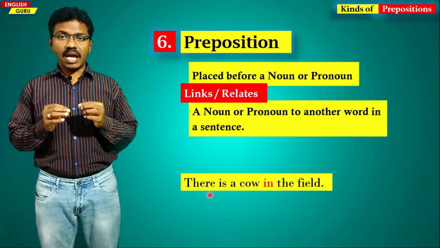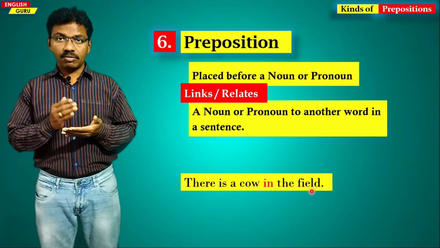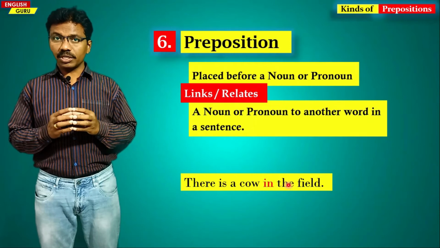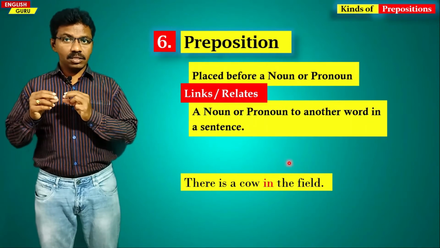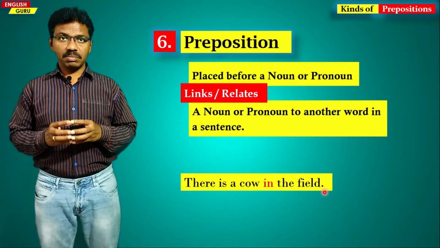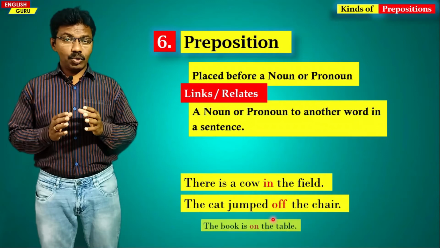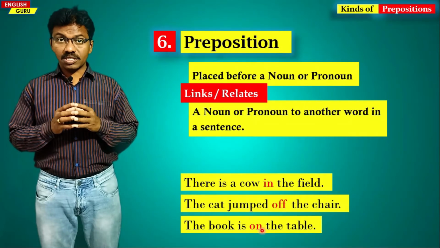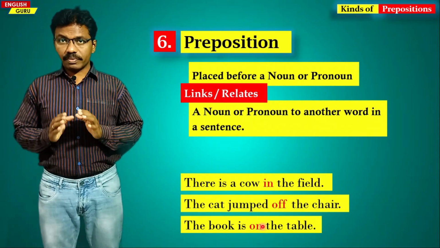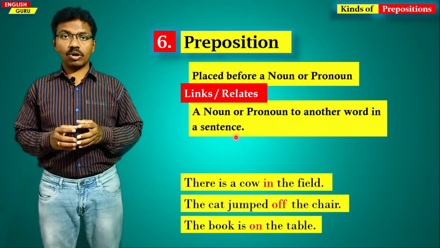For example, there is a cow in the field. The word in is placed before the field. Field is a noun and before it is placed, so it is a preposition. And what is it doing? It is connecting or relating the field with the cow. So it links these two words in the sentence. In a similar way, the cat jumped off the chair. So off is a preposition. And the book is on the table. On is connecting the book and the table. So on is a preposition. So prepositions really connect a noun or a pronoun in a sentence to the other words of a sentence.